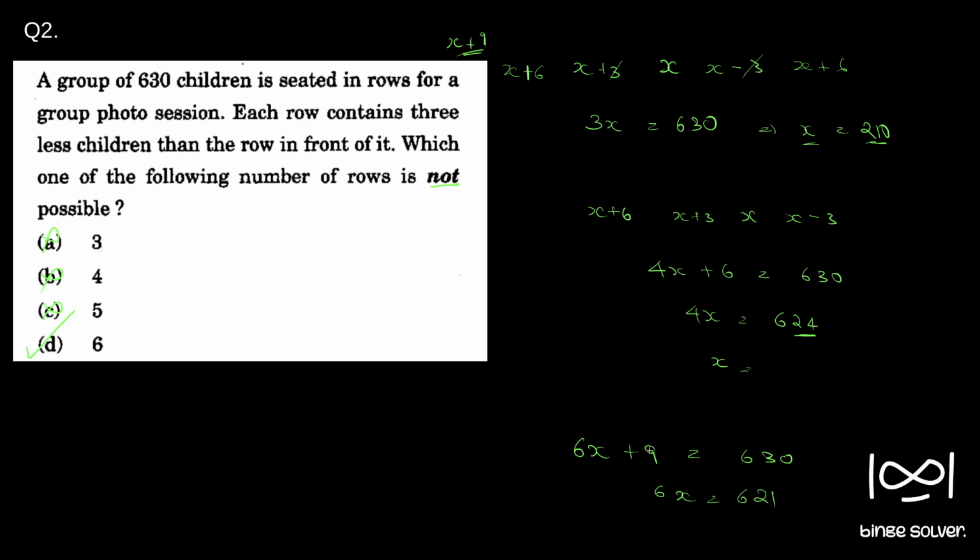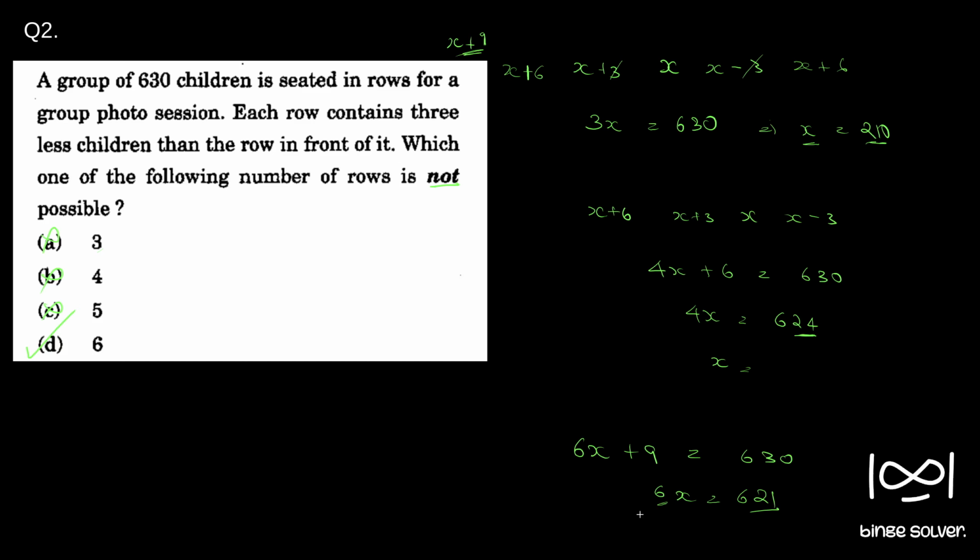So 630 minus 9, right? 621. So as you can see, to find a whole number x, 621 should be divisible by 6. To check divisibility by 6, we just need to check whether this number is divisible by both 2 and 3. As you can see, it is not divisible by 2 and it will not be divisible by 6. So this is the right answer.